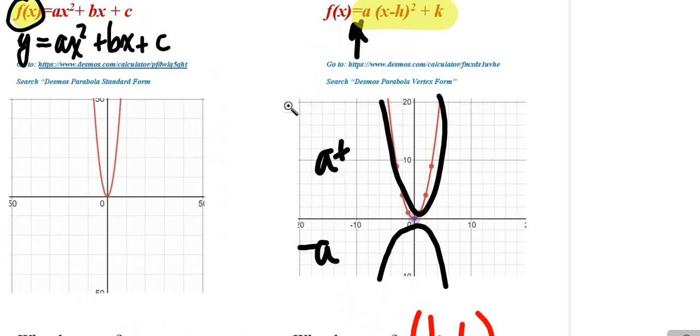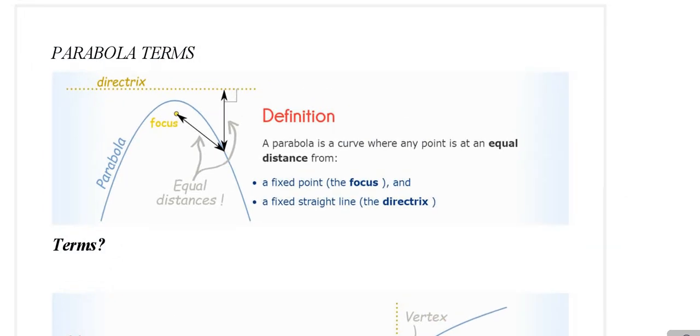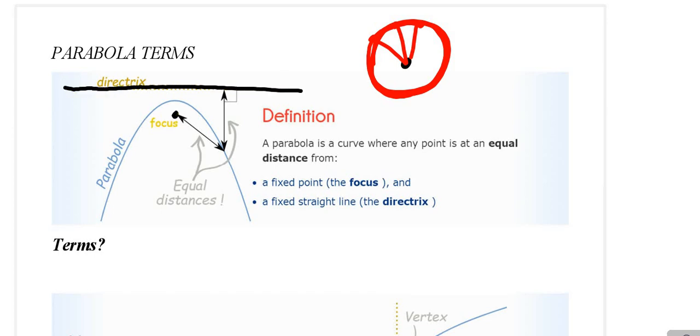Now let's go over some terminology here for parabolas. Basic definition of a parabola. Let's do something more basic. A circle is a set of all points which are equal distance from a center point. That's what defines a circle, equal distance from a center point. A parabola has a straight line called a directrix and a focus, which is a point. And a parabola is the set of all points which are equal distance from both.